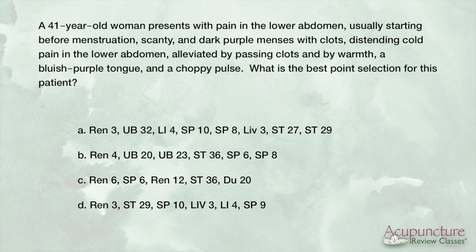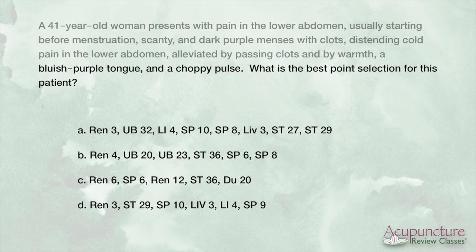But you may not have to do that first. What I would do first is look at the last question. What is the best point selection for this patient? All right, so they're looking for point location. What does he have, a tongue and a pulse? He has a bluish purple tongue and a choppy pulse.